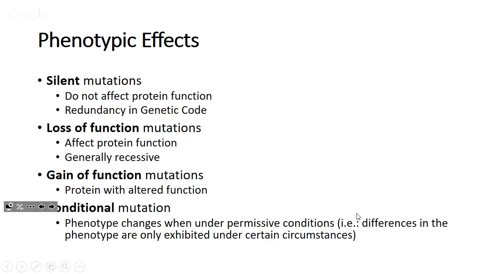The other thing we can have is a loss of function mutation, which does tend to affect the protein function, or you might have gain of function, which leads to a protein with a different function, but the protein is still ultimately functional. Or you could have a conditional mutation, which just means there has been some mutation and there is some potential for that mutation to be expressed in the phenotype, but that expression is only going to happen under some very specific circumstances, which are generally rare.